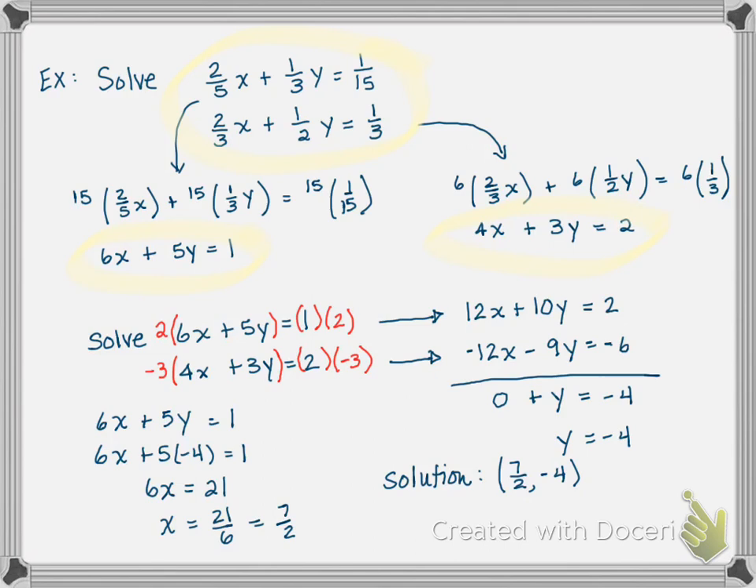Okay, I'm going to have you guys try one. Anybody still writing? Good? Okay. Let's solve 3x minus 4y equals 1 and 5x plus 3y equals 21.